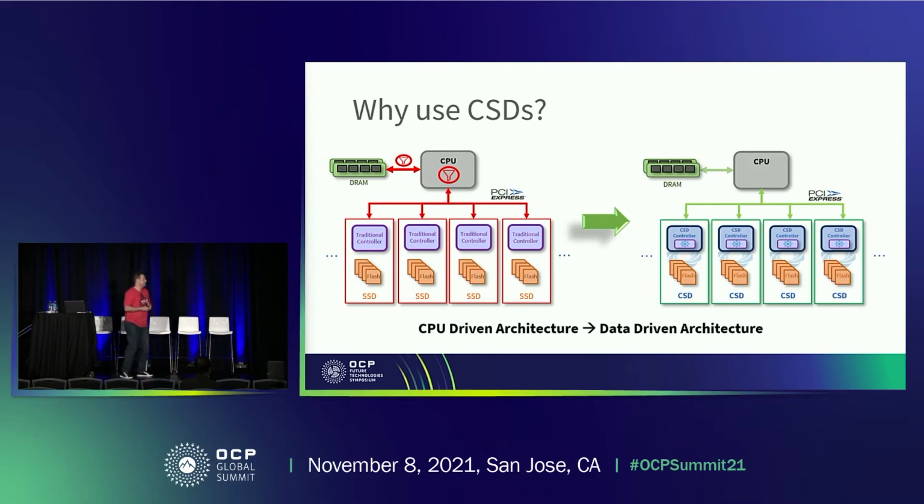And what's nice about this architecture also is that it scales with the amount of drives I add. So I add another drive, I add a little bit of complementary compute to my system. So we say in kind of marketing speak, we go from a CPU-driven architecture to a data-driven architecture here.